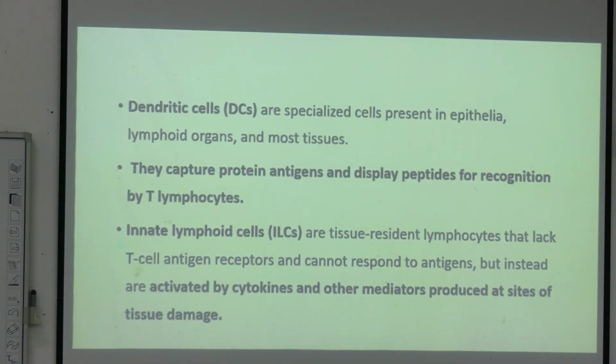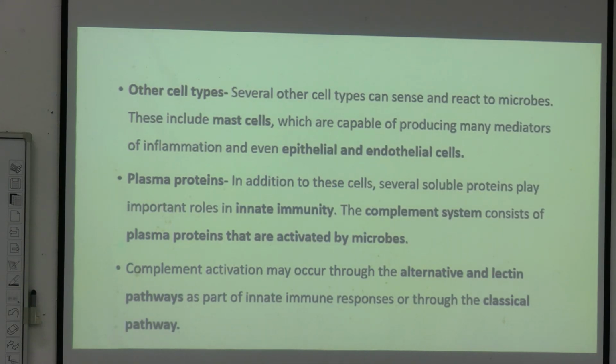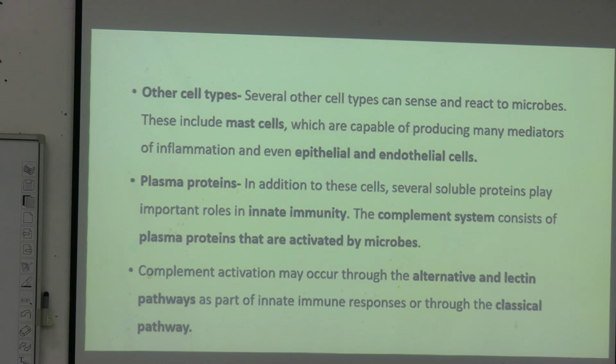Innate lymphoid cells are tissue-resident lymphocytes that lack T-cell antigen receptor and cannot respond to antigen, but are instead activated by cytokines and other mediators produced at the site of tissue damage. There are some other types of cells as well, like mast cells, which are capable of producing many mediators of inflammation, even epithelial and endothelial cells. Plasma proteins: the complement system consists of plasma proteins that are activated by microbes. But among these, the most important is the mature dendritic cell.